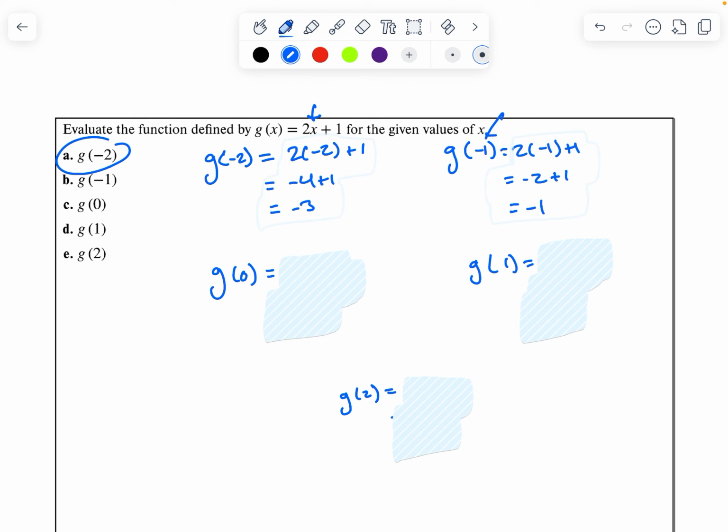g of 0, replace our x with 0. g of 1, replace our x with 1. g of 2, replace our x with 2.